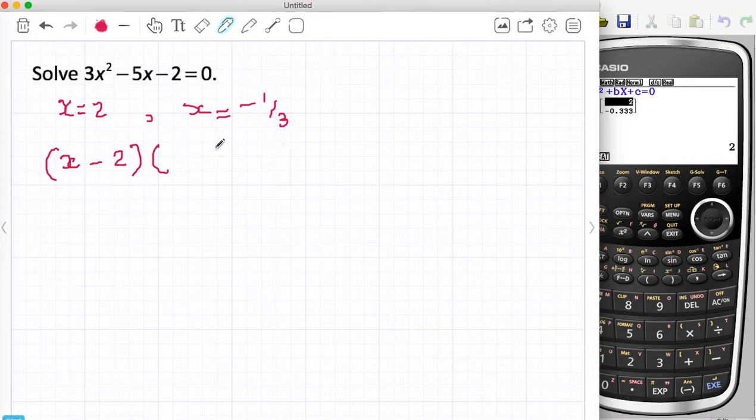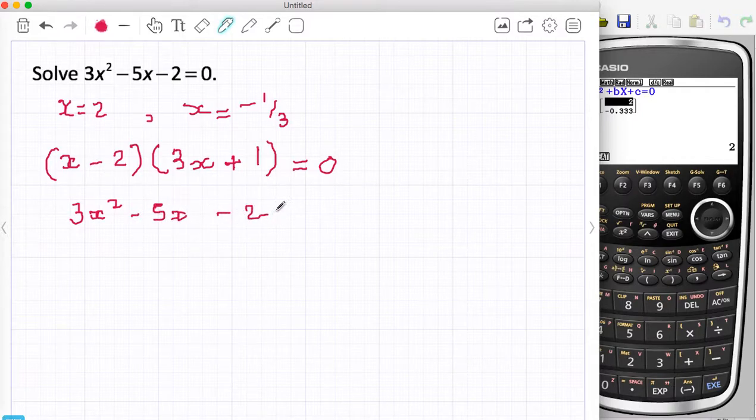Now, I don't want fractions inside this bracket. So what I'm going to do here is turn that into 3x plus 1. Now this is the same as this. You can just work it out by multiplying out the bracket. 3x squared plus x minus 6x is minus 5x, exactly the same as we got in the question, and minus 2.